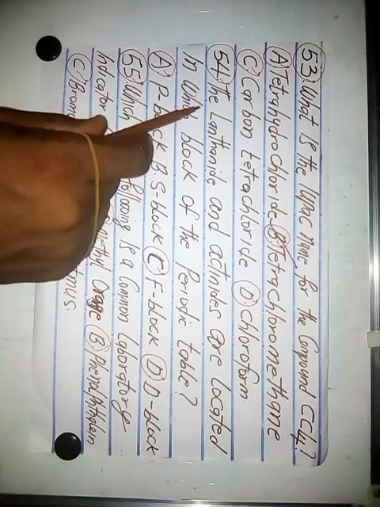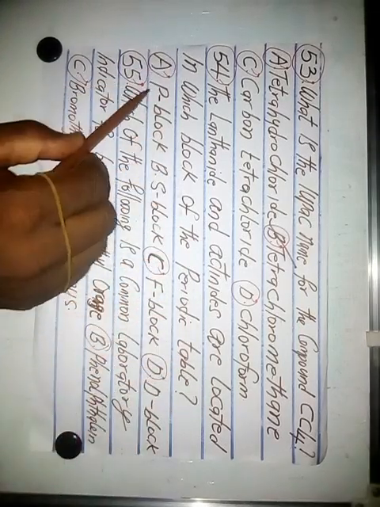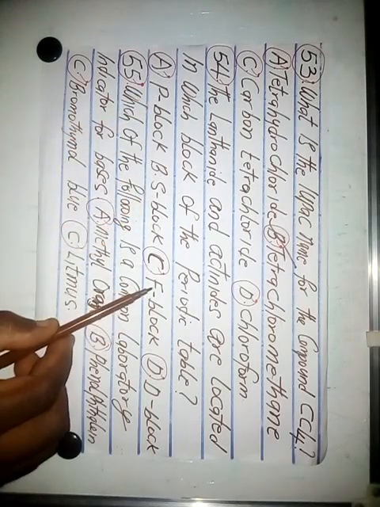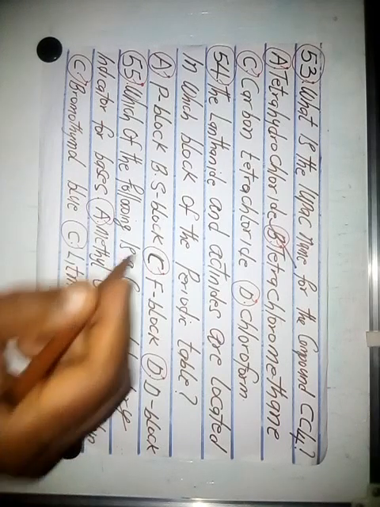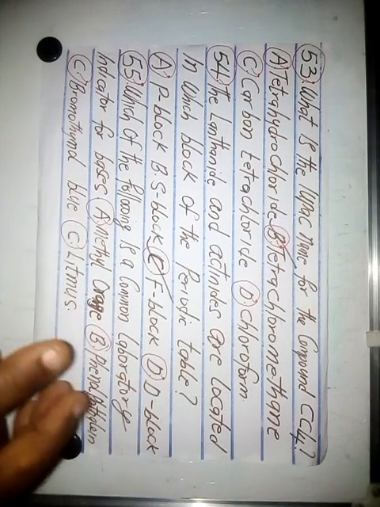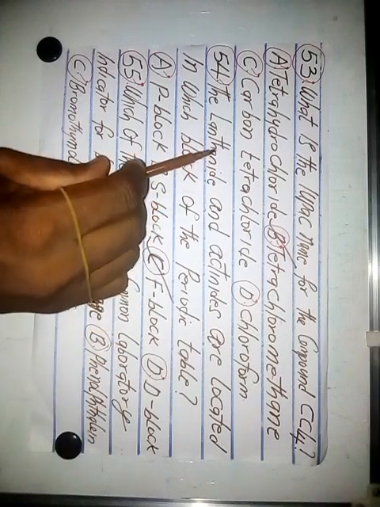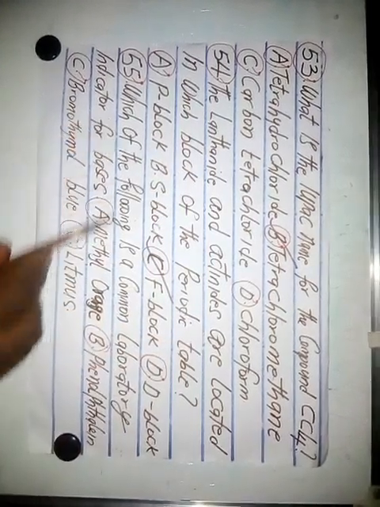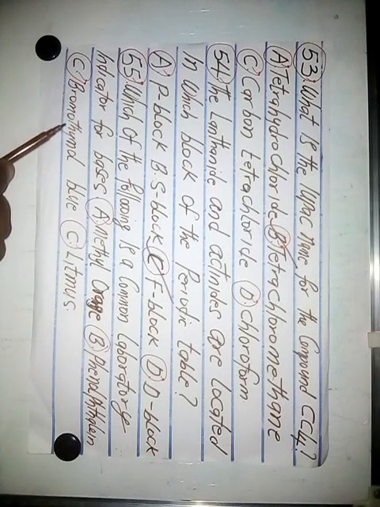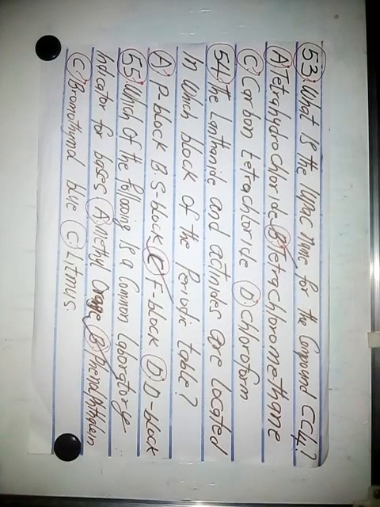54. The lanthanides and actinides are located in which block of the periodic table? We have P, S, F, and D. So it is the F block. The F block is under the D block of the periodic table. That is where we have lanthanides and actinides. Which of the following is a common laboratory indicator for bases: methyl orange, phenolphthalein, bromothymol blue, litmus? Your answer will have to be B, phenolphthalein.